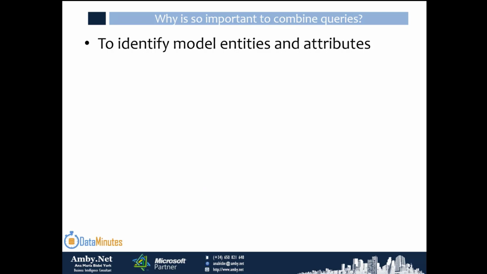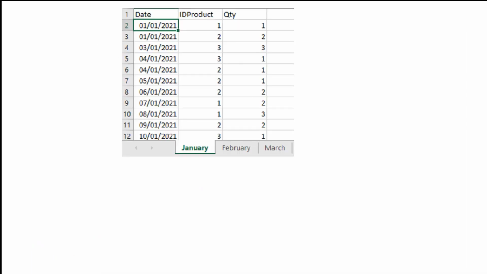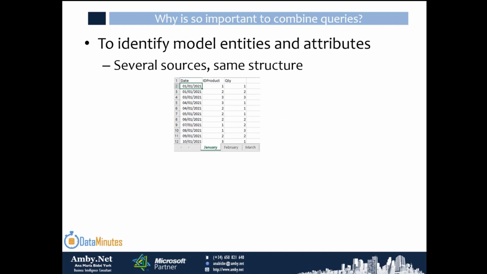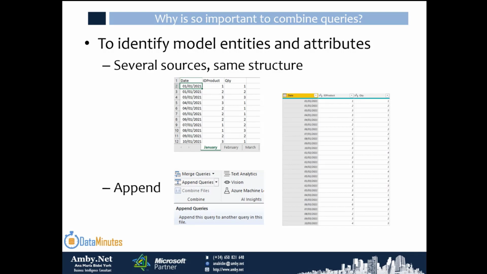the first reason is to identify model entities and attributes. Case one: we have several sources with the same structure. In this case, we have January, February, and March with the same structure. The solution here is to append, because they represent the same entity. In this case, it will be sales.